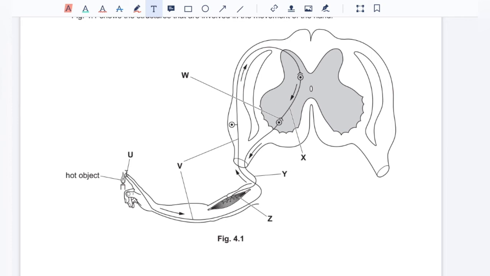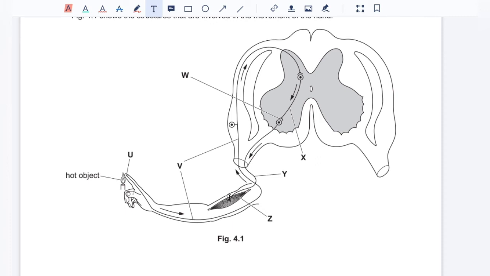Alright, so U over here is the receptor, which indicates the receptors in the skin cells. And V, as you can see, is carrying an impulse away from the receptor and towards the central nervous system. So V has to be the sensory neuron.